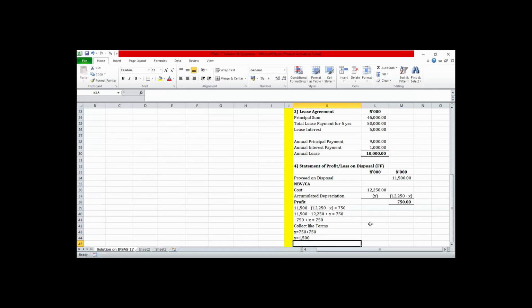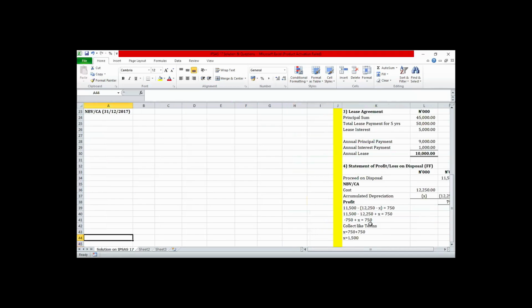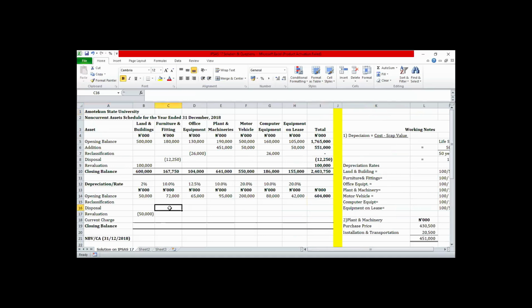Now test it. The depreciation you have calculated, minus it from 12,250. What do you have? 12,250 minus 1,500. What do you have? 10,750. Then 10,750 minus 11,500. What do you have? Minus 750. Yes, 750 is correct. Then we can go to where we are coming from. Our depreciation here for the asset they dispose is 1,500.